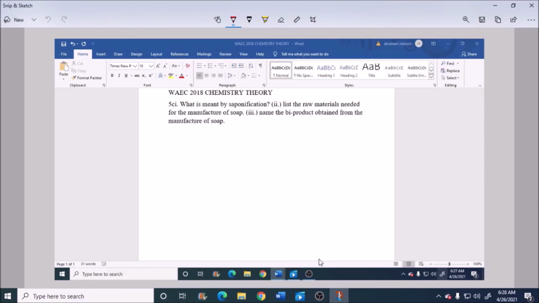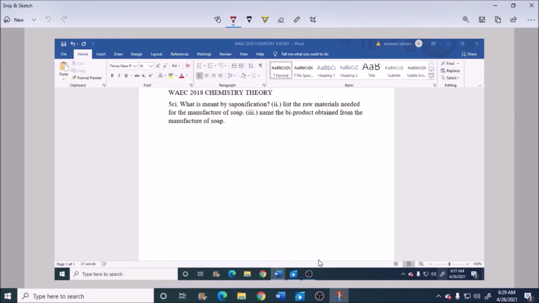Hello, welcome to Tclassified. I'll be answering WAEC 2018 chemistry theory question 5C, Roman figure 1. What is meant by saponification? Roman figure 2, list the raw materials needed for the manufacture of soap. Then Roman figure 3, name the byproducts obtained from the manufacture of soap.